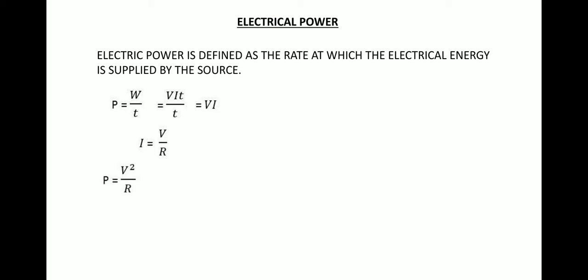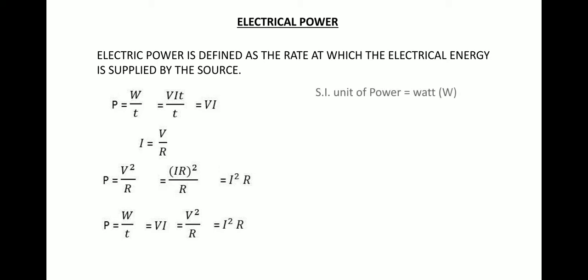So power can be replaced as V squared by R, which is equal to IR whole squared by R, and cancelling the resistance from the numerator and denominator, we'll get I squared R. And since power is equal to work done by T, which is also equal to VI equals V squared by R equals I squared R. So all these relations can be used while solving the numerical problems based on electrical power.